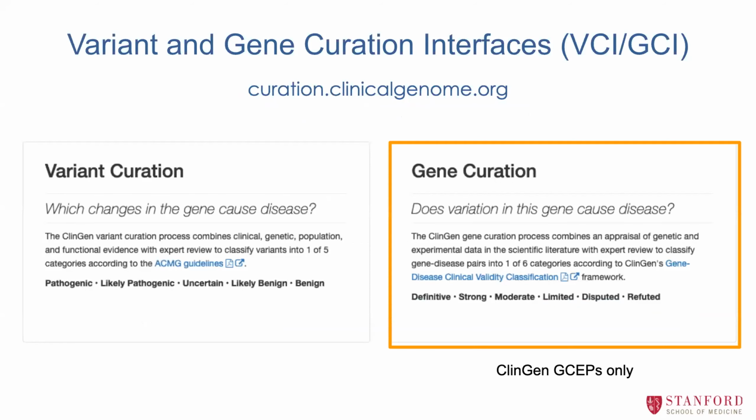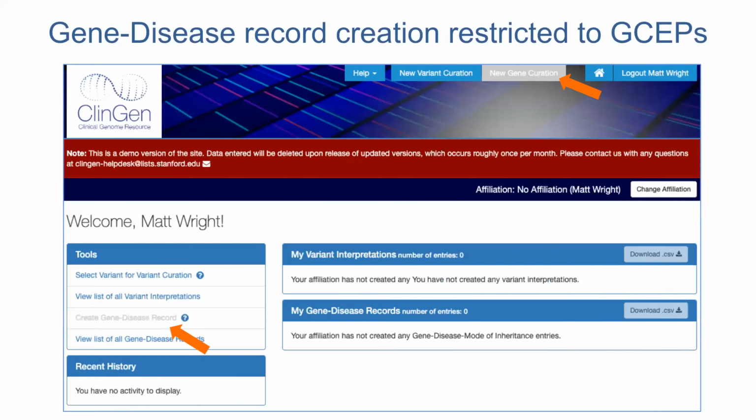Now, while the VCI is a community curation tool and has both ClinGen and non-ClinGen users, the GCI is restricted to ClinGen gene curation expert panels only, that's GCEPs. As of our last release, which was launched over the last weekend, this policy is now also reflected in the GCI itself. So now only if you're logged in and curating as part of a GCEP affiliation will you be able to create a new gene disease record in the GCI.